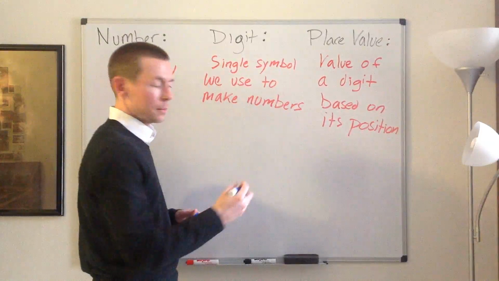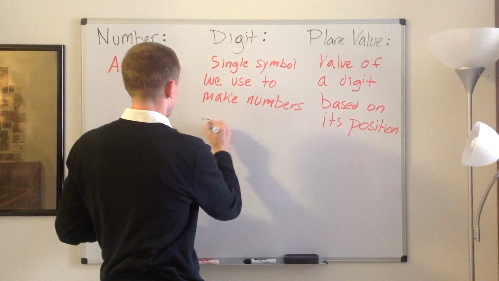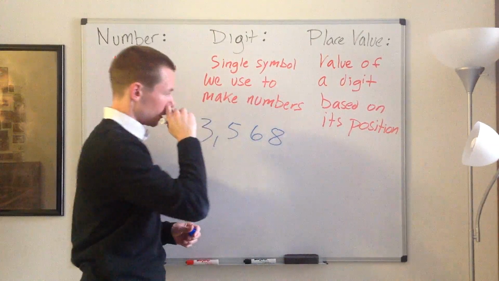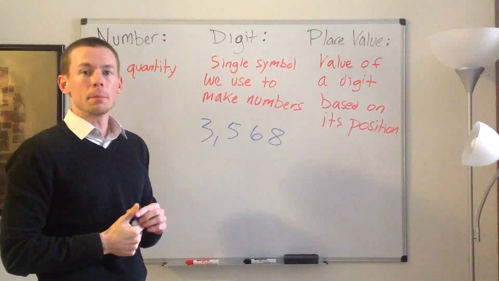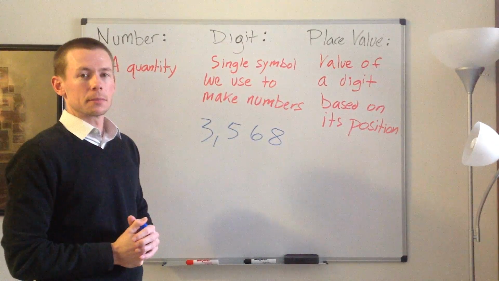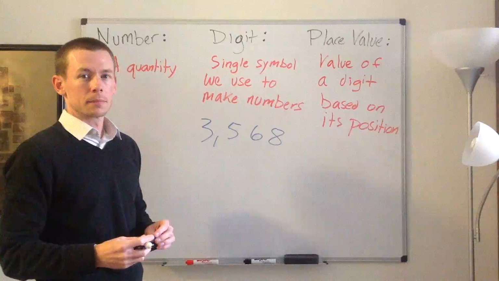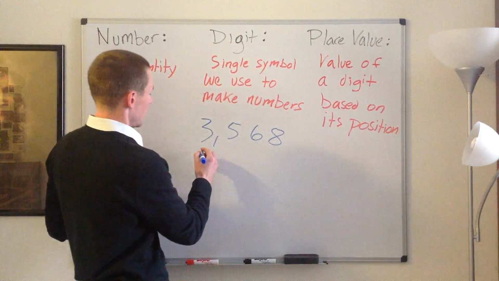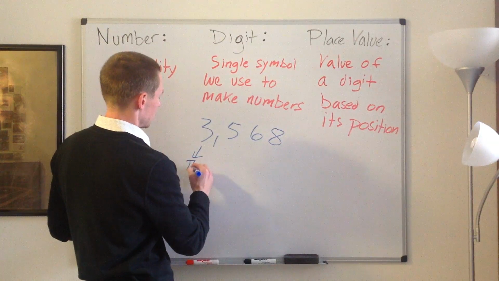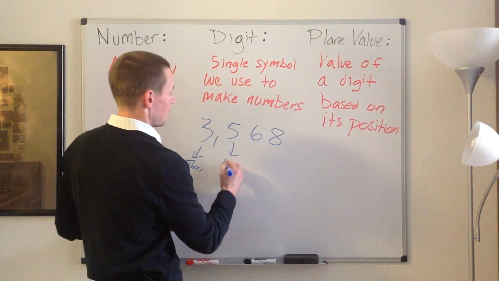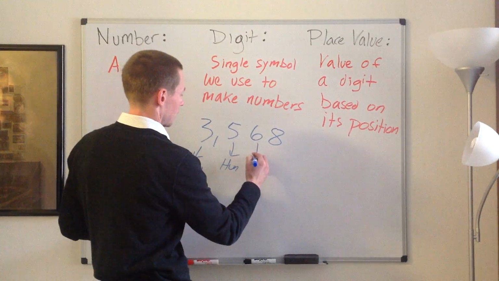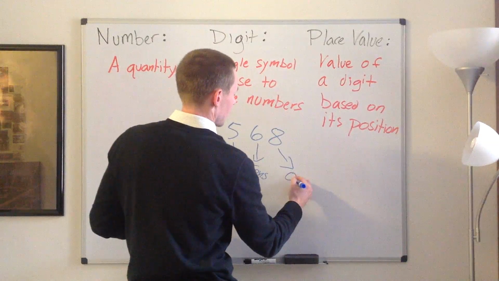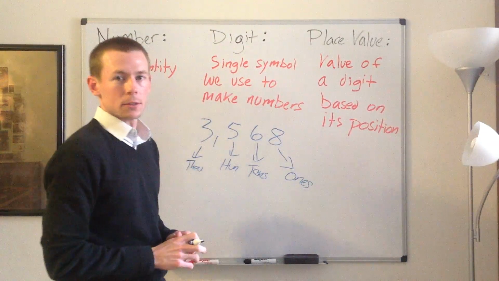So let's have you try one. See if you can identify the place value of each digit. Well, we have 3 in the thousands, 5 in the hundreds, 6 in the tens, and 8 in the ones.